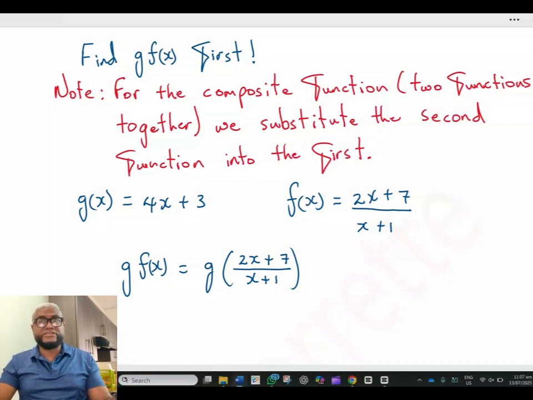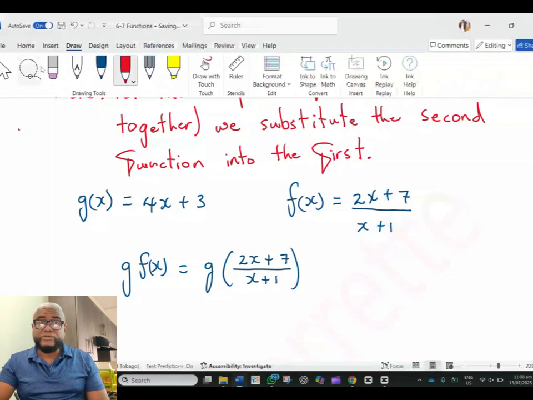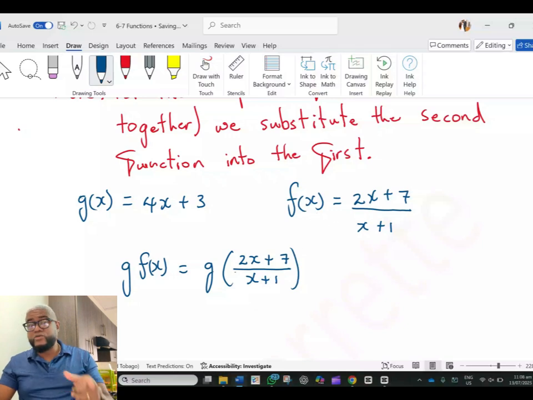Second function into the first. The order here matters, right? This is your first function here, this is number 1, this is number 2. So your second function is f of x. That is what we put into g of x. So watch it here, Daryl. Your second function, f of x, going in place of x in g of x.